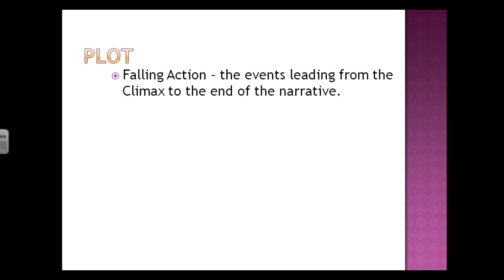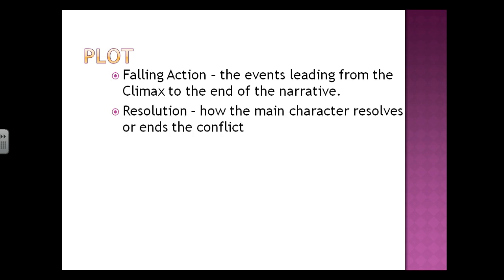Other things about plot. Following action is the events leading from the climax to the end of the narrative. The resolution is how the main character resolves or ends the conflict. Doesn't necessarily mean that it's over for good. Doesn't necessarily mean that it's a positive resolution, that it's a happy ending. But it does mean that the conflict is resolved, at least in the short term, in this narrative. Can there be sequels?